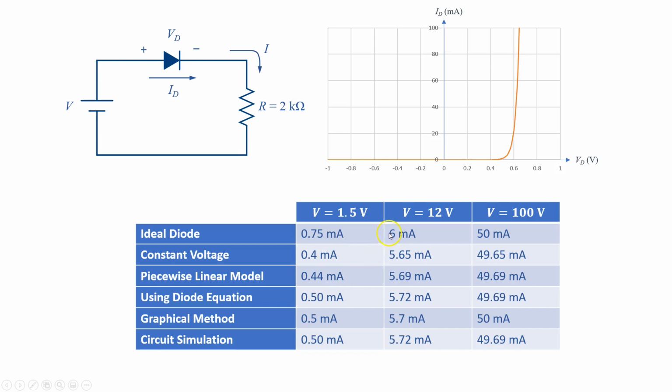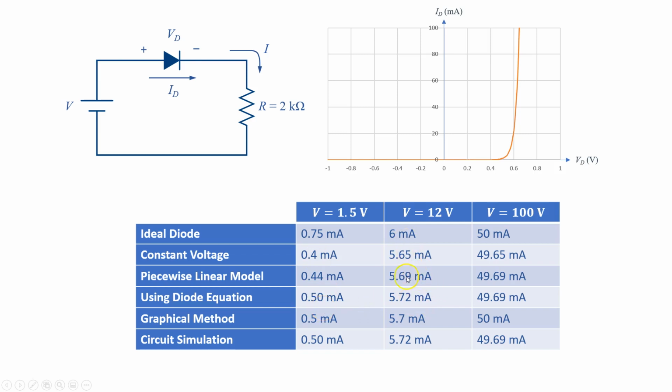However, if we come to small values of the applied voltage, for example 1.5, you can see that if we use ideal diode, it gives you 0.75 milliamps. But if we use a precise method, it will give you 0.44 milliamps. So there is a big difference, nearly twice, or 100% error. And even between different methods which are precise, you can see there are some differences.